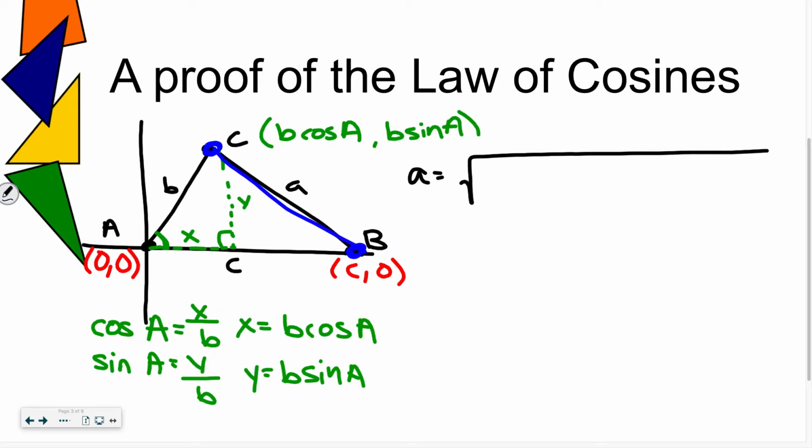of x minus x. Right, the x coordinates. So that's going to be b cosine A minus c. And that's going to be quantity squared. Plus y minus y. I really like this. b sine A minus 0 is just b sine A. So if you're okay with that, I'm not going to write minus 0. We're running out of space.